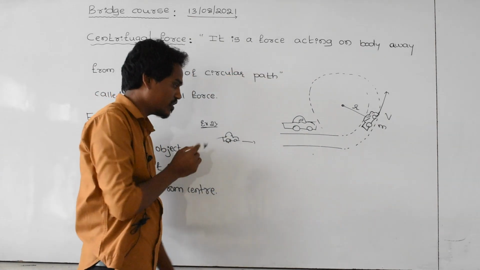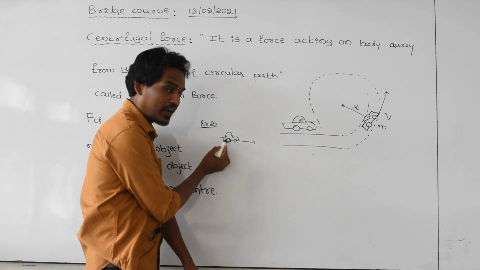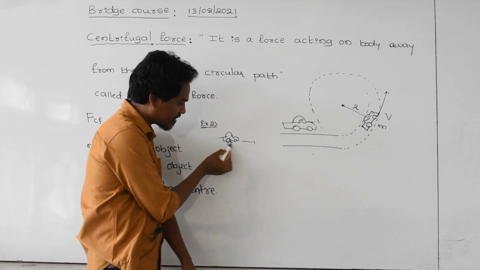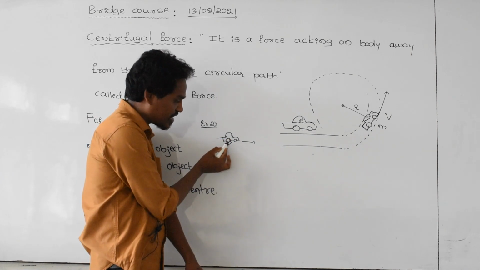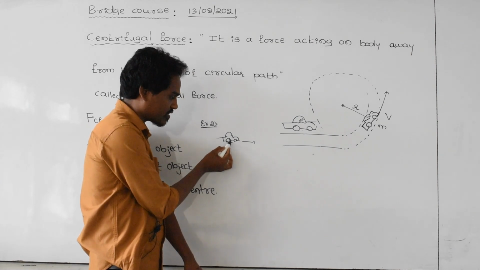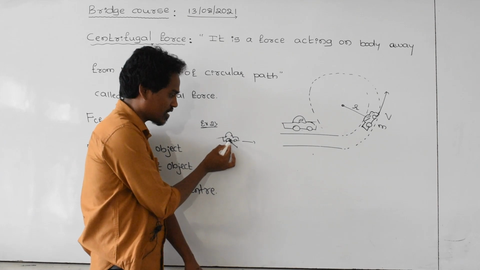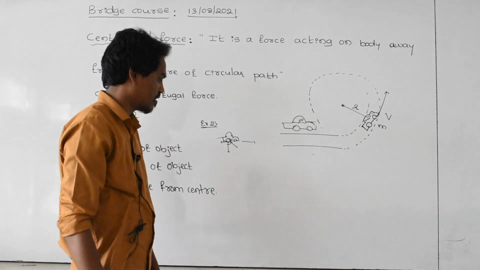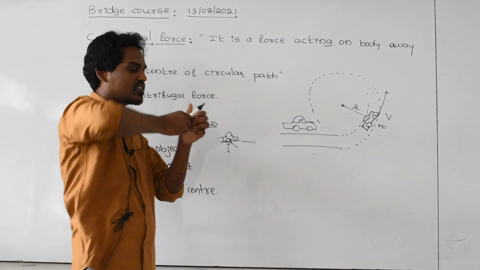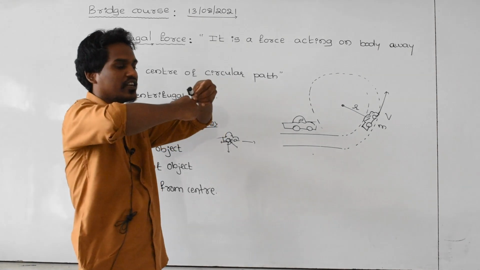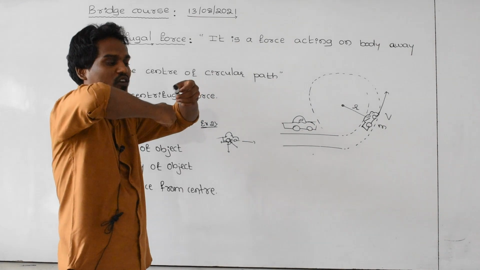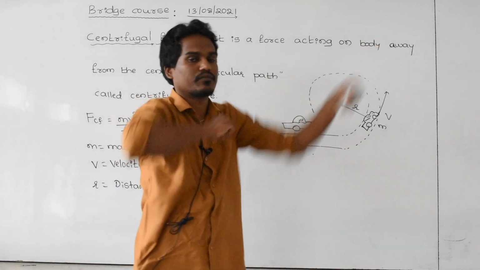Whenever the car is in motion, the mud, that is wet soil, is attached to the wheel. If the wheel is rotating like this, the force is acting on this mud in the outward direction, in this direction. If the wheel is rotating like this, let us imagine this mud is attached to the wheel, the force acting on this mud is in this direction.